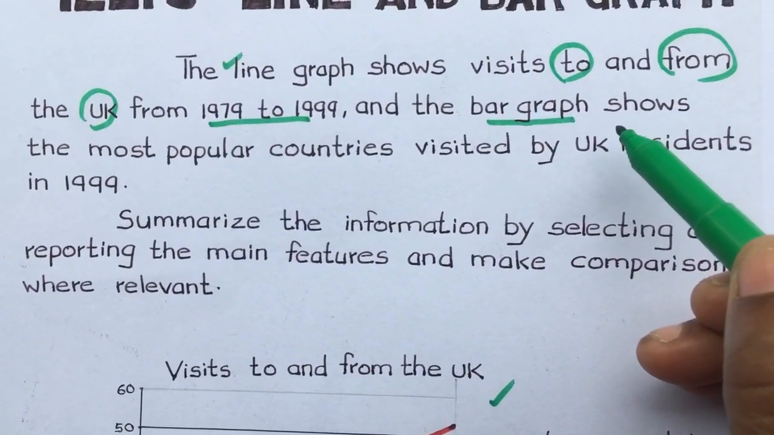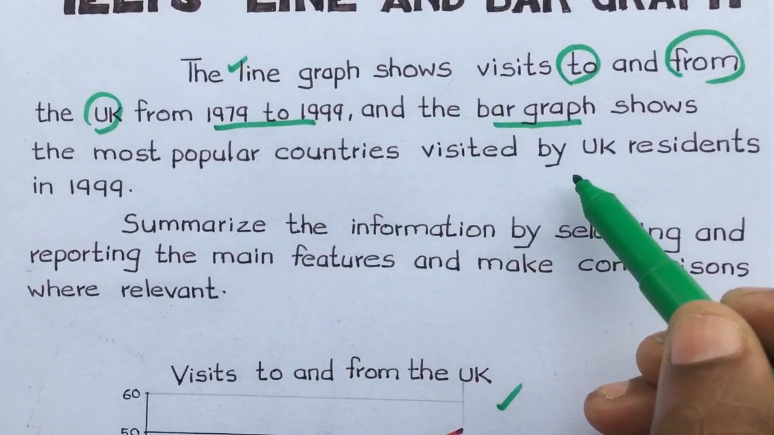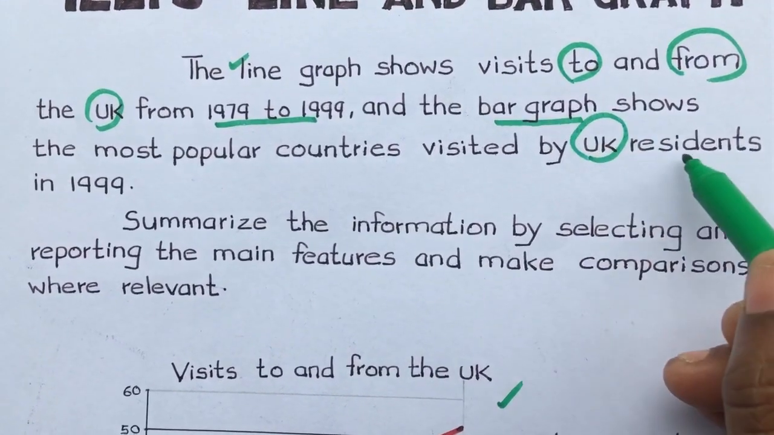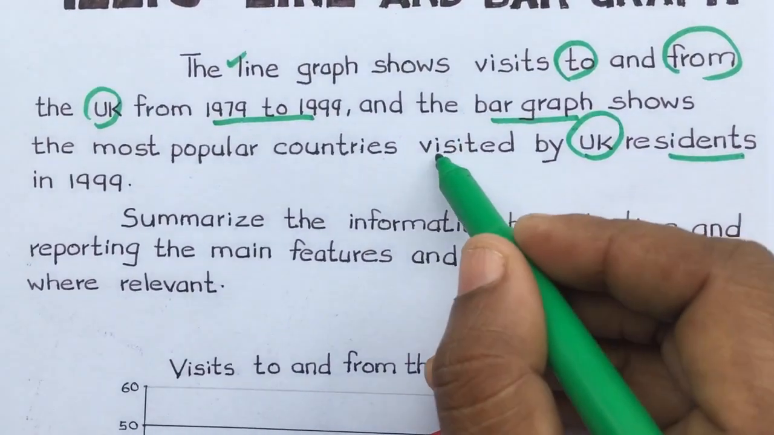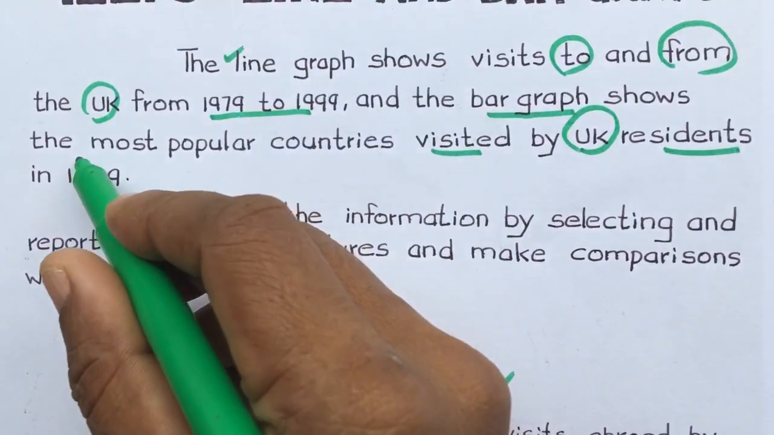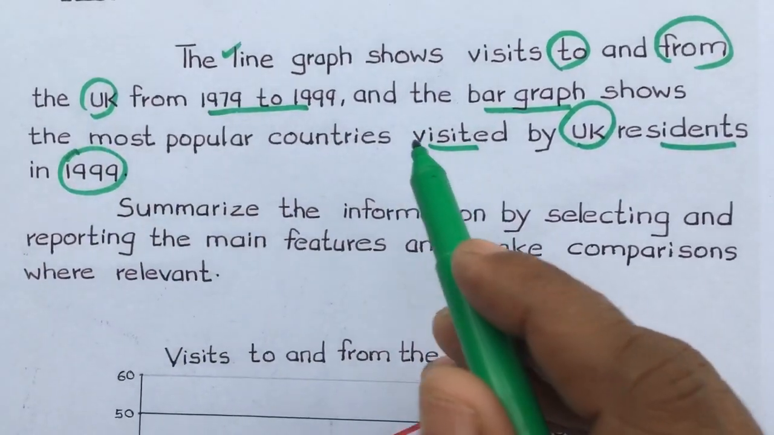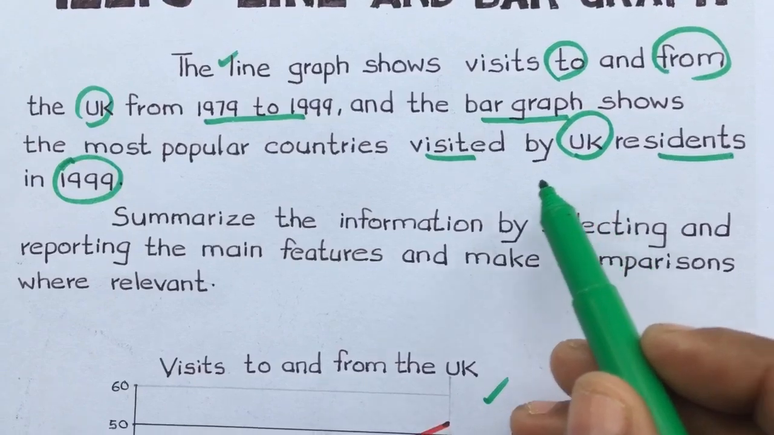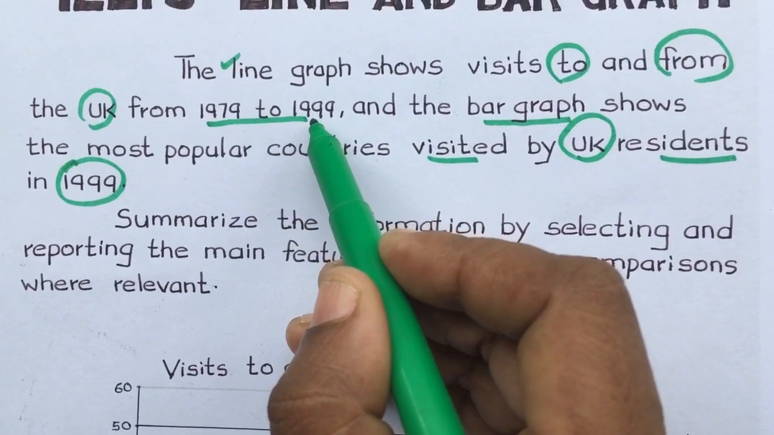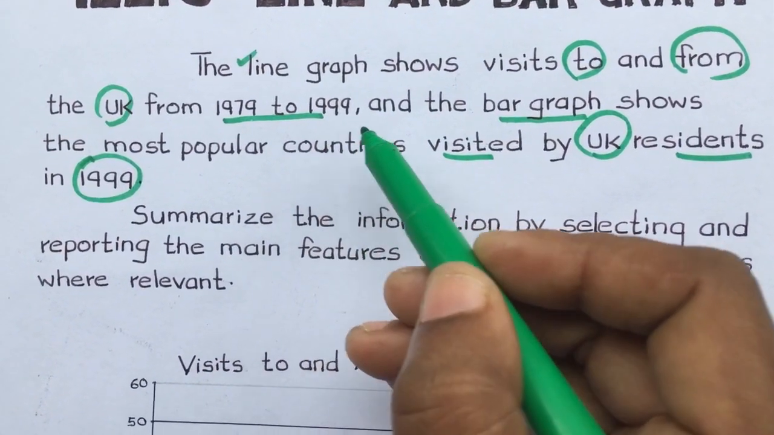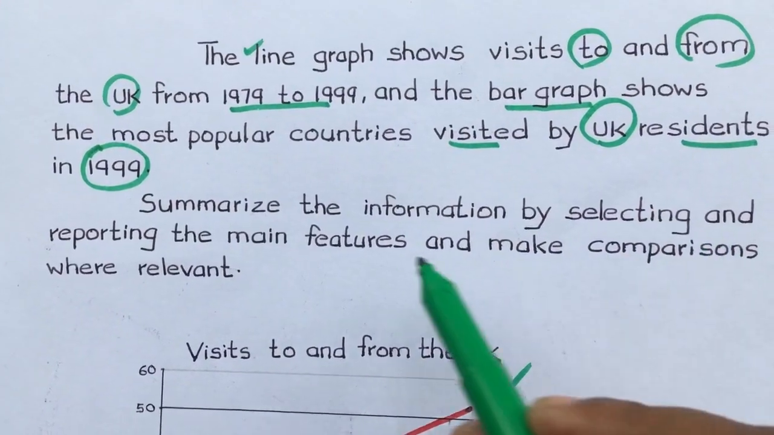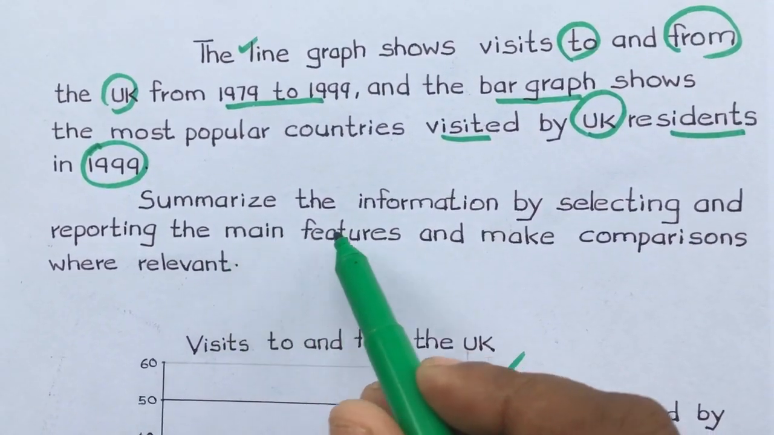And the bar graph shows the most popular countries visited by UK residents. This is about the visits by UK residents in 1999. So what is the common factor here? The UK. And another common factor is 1999. Okay, so you got the question. Let's move to the further details.